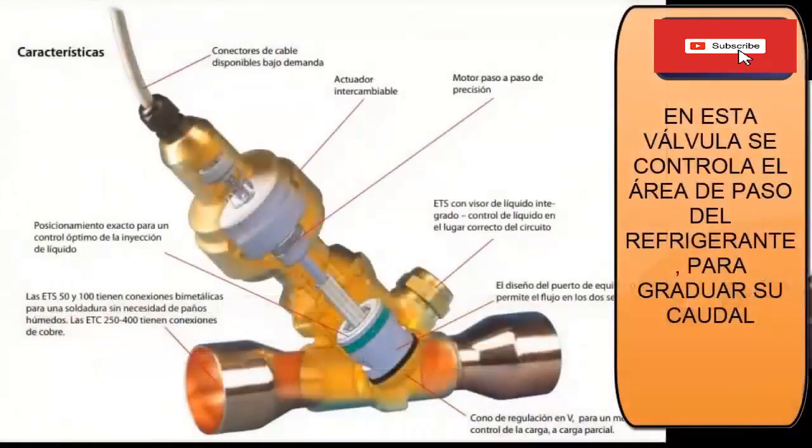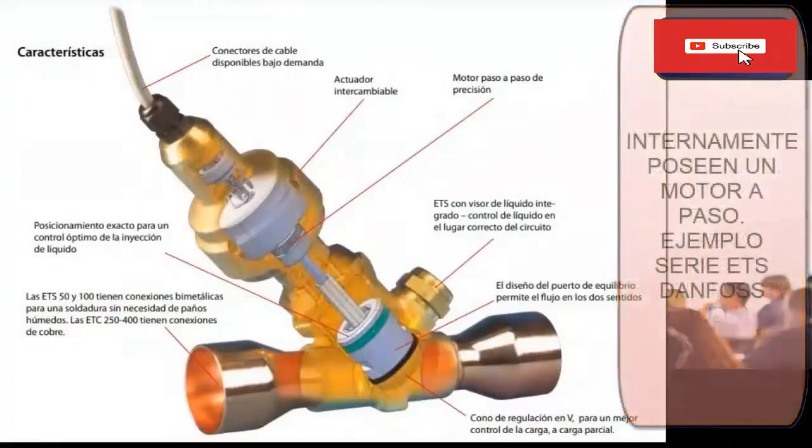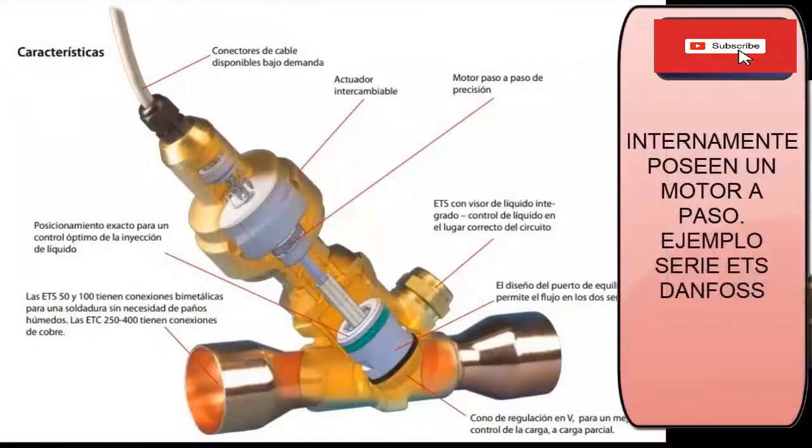B. Variable bore area valves. In this type of valve, the size of the orifice that the refrigerant uses to reach the evaporator is controlled. This regulation is carried out through a stepper motor. A precise positioning is achieved for the optimal control of the liquid injection. Example of these valves: the Danfoss ETS series.